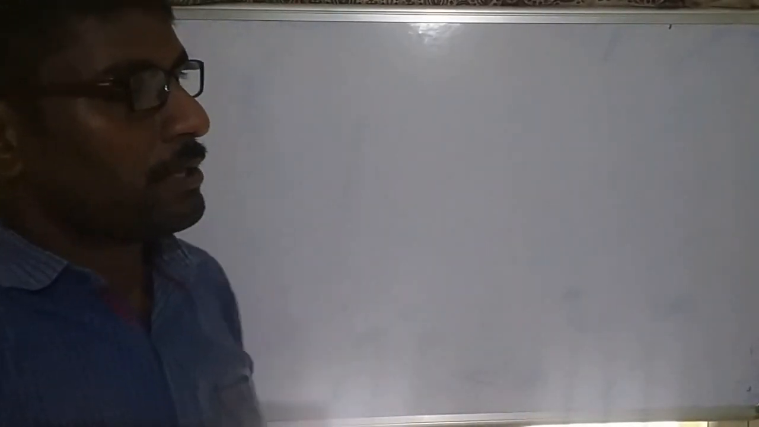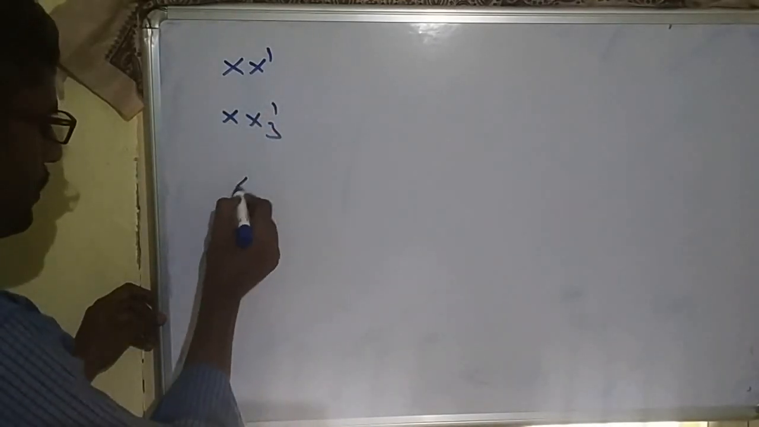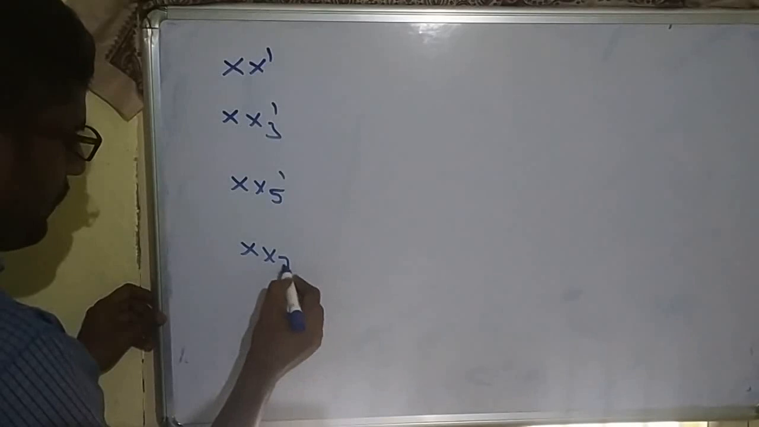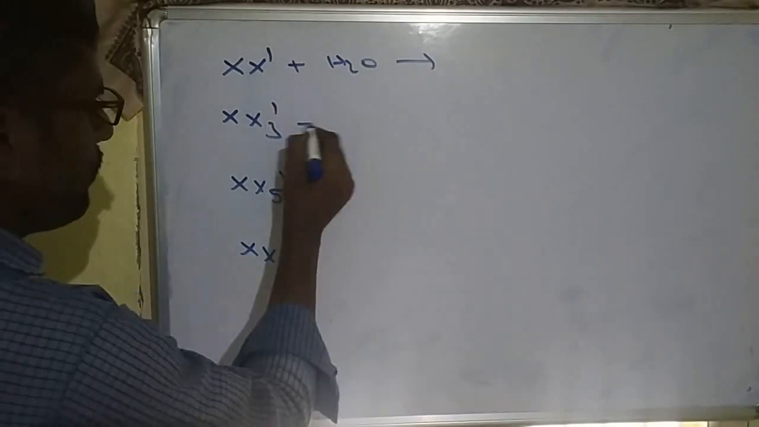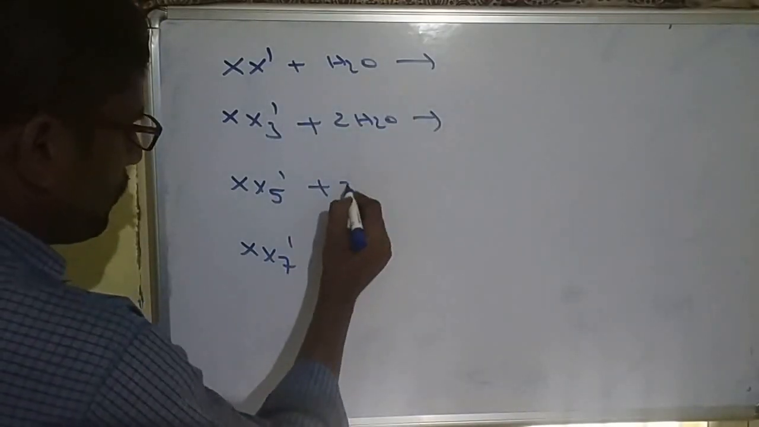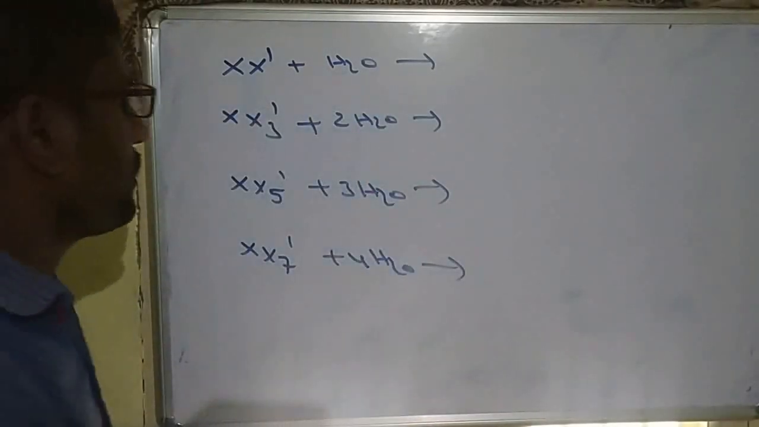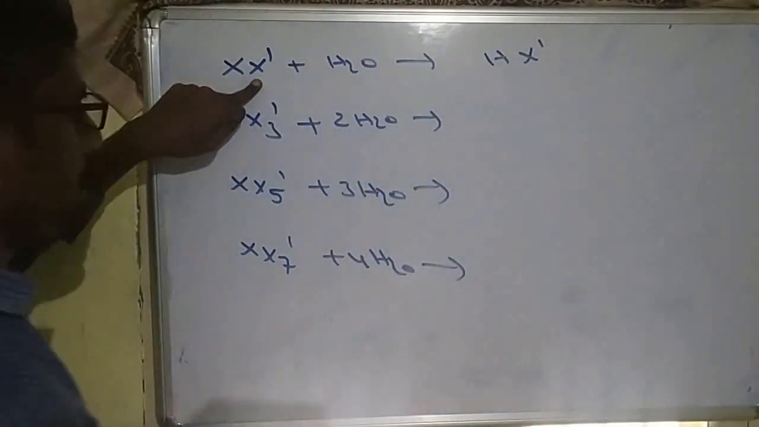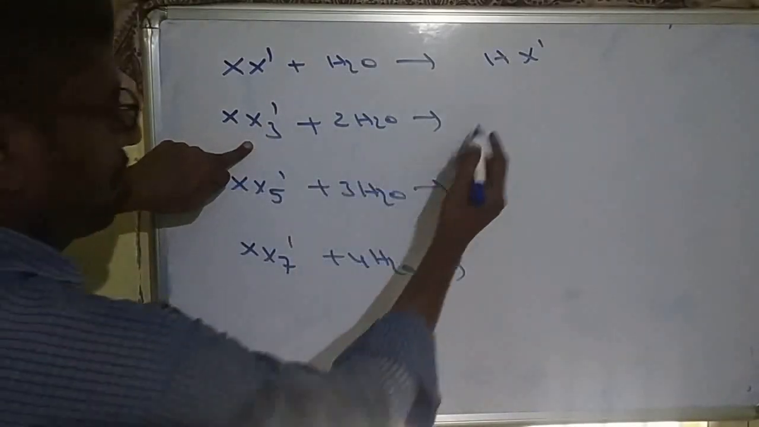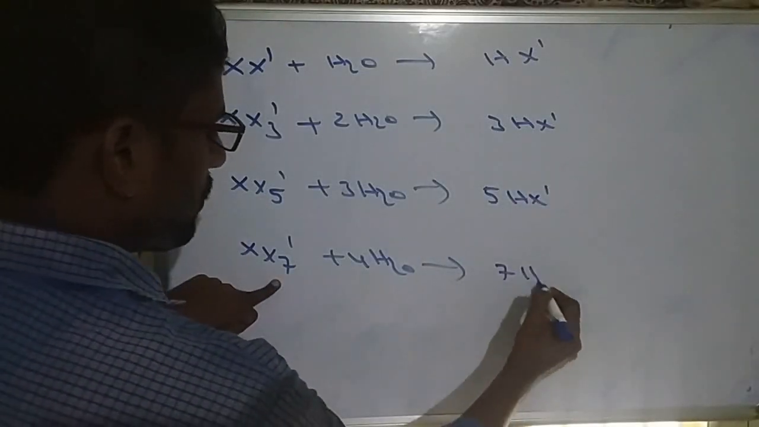These interhalogen compounds undergo hydrolysis. For example, XX', XX3', XX5', XX7', all are interhalogen compounds. They will combine with water: with 1 water, 2 water, 3 water, 4 water molecules. On hydrolysis, the small size, more electronegative halogen will take H plus, forming HX'. The 3 small size atoms will take 3 H plus and form 3 HX'. It will form 5 HX', and 7 HX'.